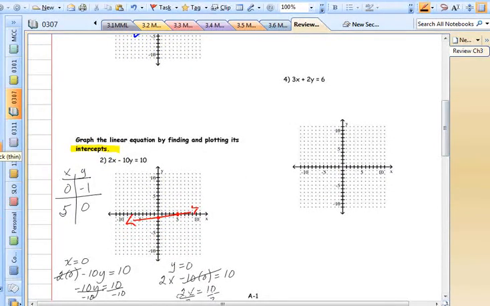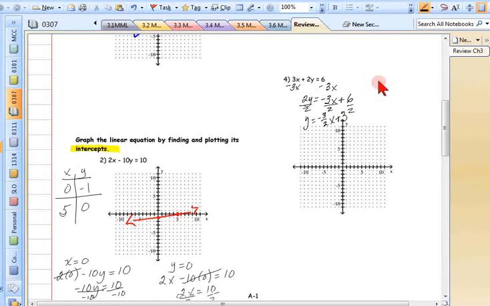The next problem, I can't use slope-intercept in the form that it's in. So the first thing I need to do is subtract 3x from both sides. That gives me 2y is negative 3x plus 6. Divide by 2. And I end up with y is equal to negative 3/2 x plus 3. And I think we did that much in class.